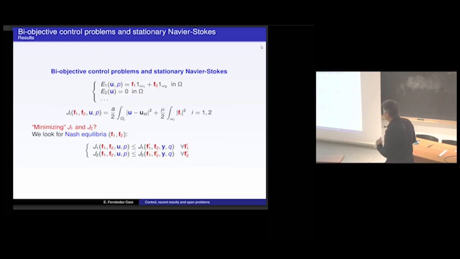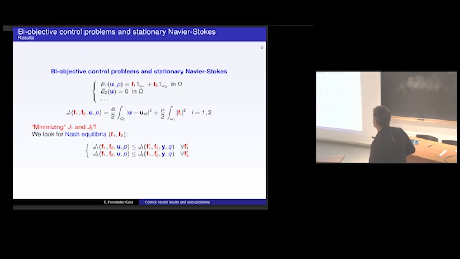Okay, I'm going now to speak to a particular control problem for the Navier-Stokes equation that concerns two objectives: bi-objective control problems for stationary Navier-Stokes equations. In a simplified form, I have written the equations here, and I have considered two objectives corresponding to two targets, U1D and U2D. And we want, as I have said before, to get at the same time small values of J1 and J2.